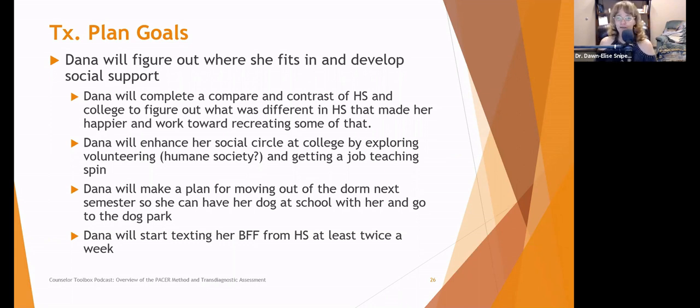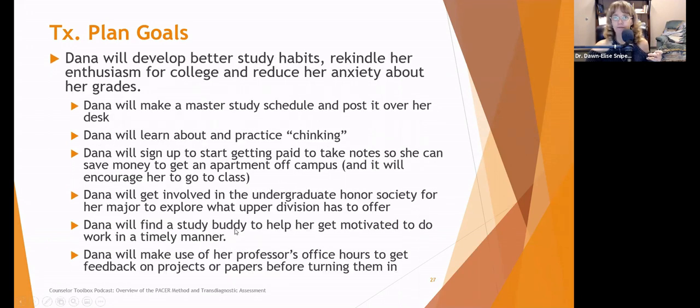And Dana will start texting her best friend from high school at least twice a week. Right now, they're not even talking that much. So twice a week is not overkill. Even if her friend is actively pledging a sorority, I'm sure she has time to respond to a couple of text messages per week.